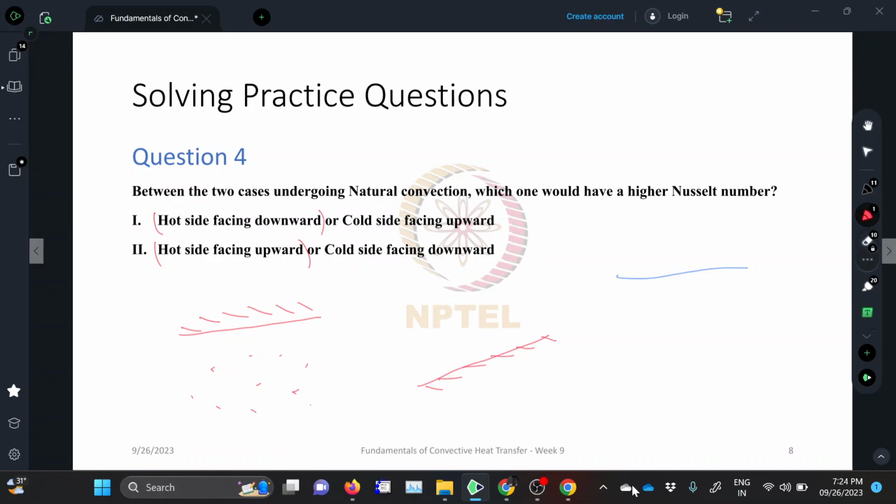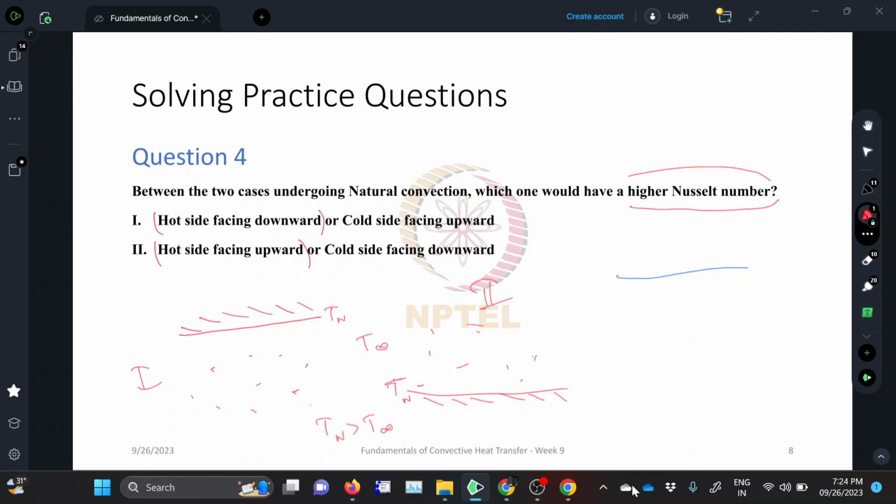Okay, sorry, I'll draw this straight away. So this is a hot plate and there is an ambient fluid upwards. T-wall in both cases, the T-wall is greater than T-infinity, meaning it's a hot plate. So which one among these two, case 1 and case 2, would give rise to a higher Nusselt number? Would have a more efficient heat transfer? Which case would have it? What do you think? Option 1 or option 2?